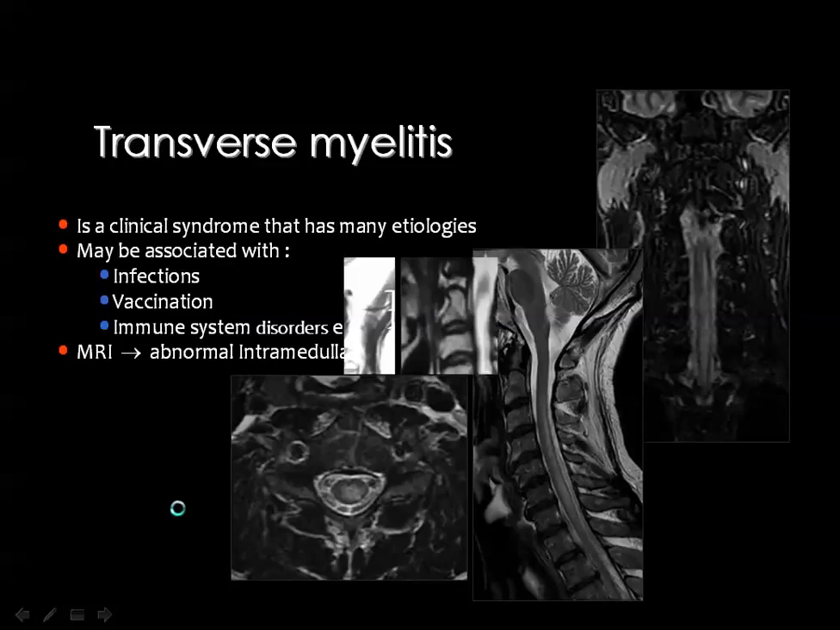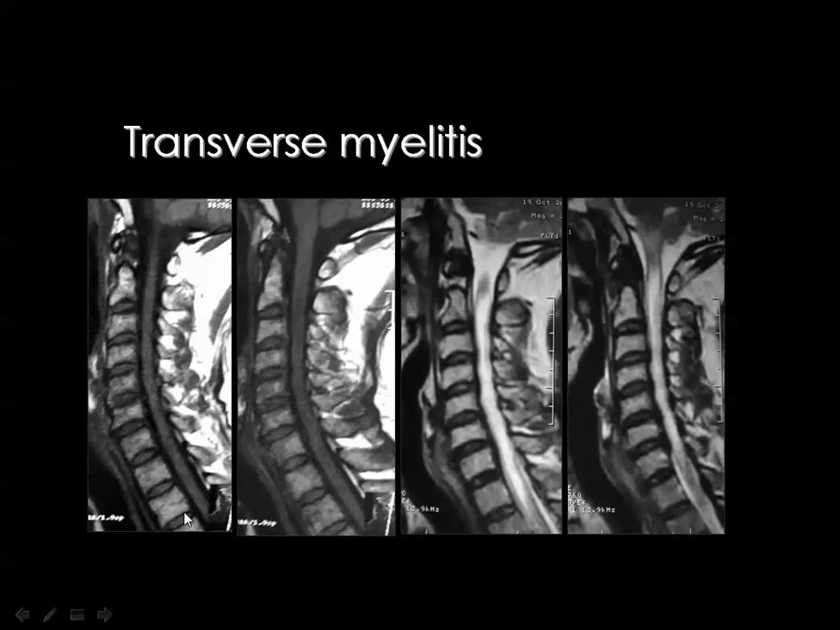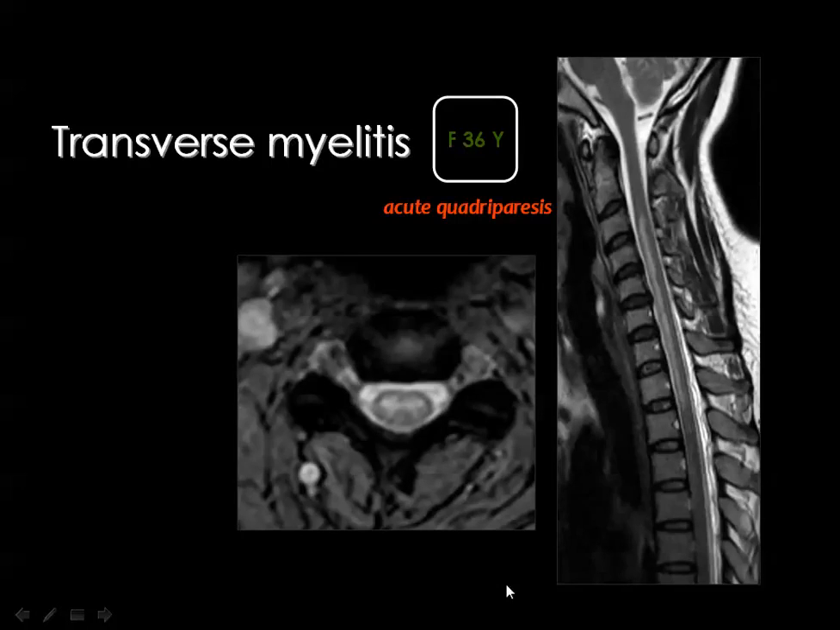This is an example of transverse myelitis by MRI, T1 weighted image and T2 weighted image. In the T1 you may not appreciate the lesion because it is almost of iso-intense signal to the substance of the cord, while in the T2 weighted images you can see there is diffuse increase of parenchymal signal of the spinal cord.